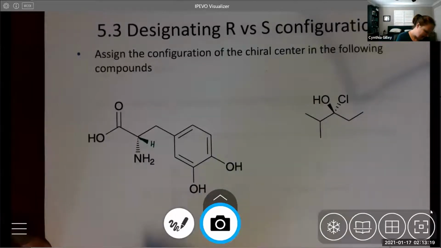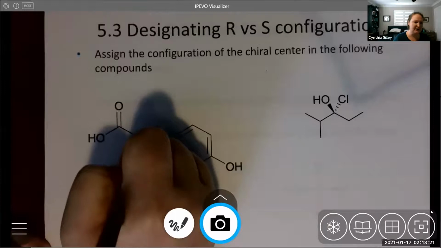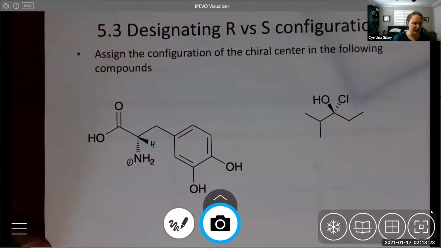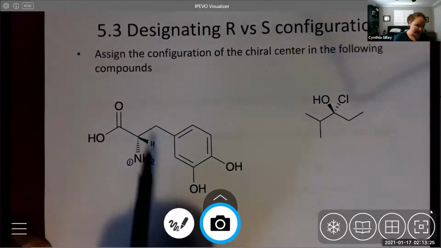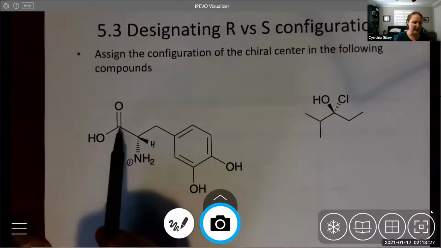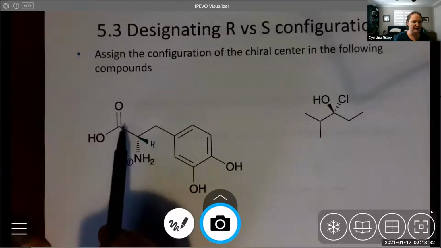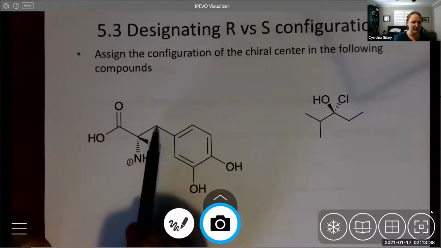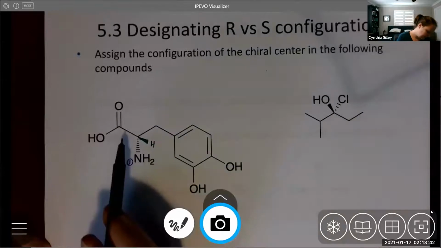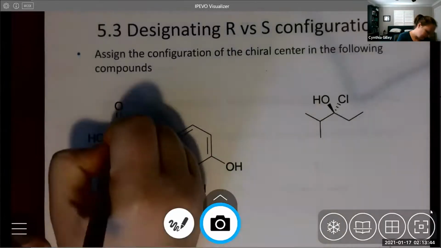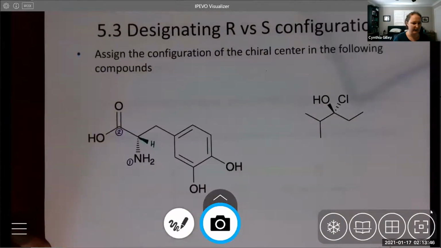So nitrogen has a higher atomic number than carbon and hydrogen, so it gets the first priority. Next would be 2 carbon atoms, right? And those have an equal atomic number because they're both carbon. But when we look and see what's attached to those carbons, this carbon has 3 oxygens attached, and this carbon has a carbon and 2 hydrogens attached. So this has a higher priority because oxygen has a higher atomic number than carbon and hydrogen.